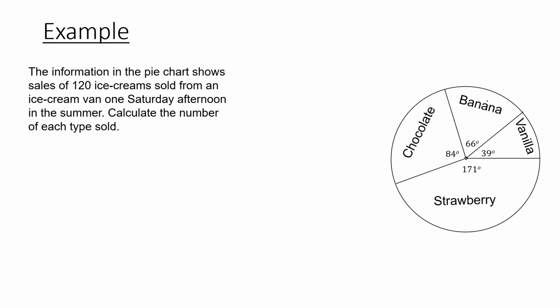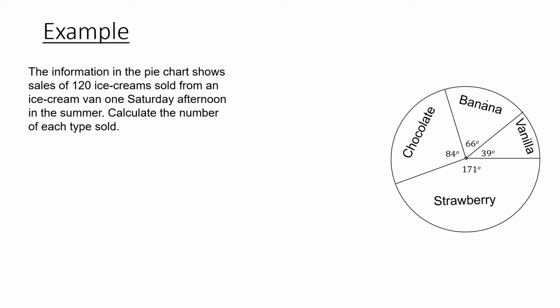Let's have a look at another example. So the information in the pie chart shows sales of 120 ice creams sold from an ice cream van one Saturday afternoon in the summer. Calculate the number of each type sold. So again, copy out this example to the best of your ability and we'll go through it.